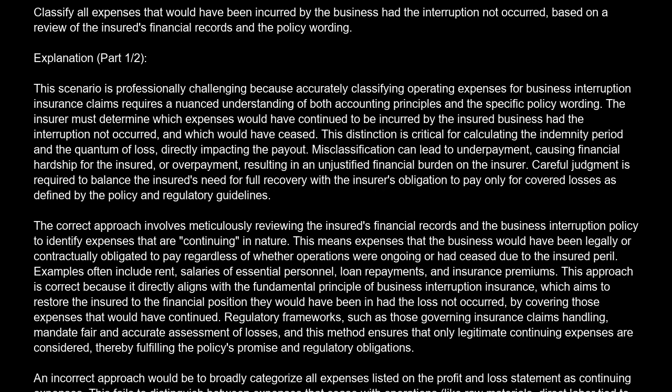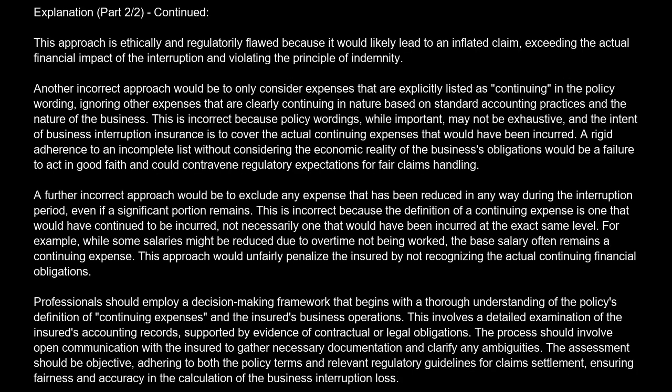An incorrect approach would be to broadly categorize all expenses listed on the profit and loss statement as continuing expenses. This fails to distinguish between expenses that cease with operations, like raw materials, direct labor tied to production, or sales commissions, and those that persist. This approach is ethically and regulatorily flawed because it would likely lead to an inflated claim, exceeding the actual financial impact of the interruption, and violating the principle of indemnity.